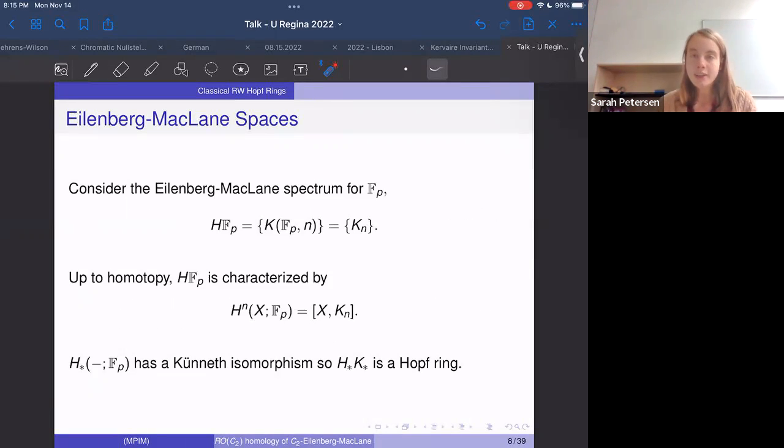So we can consider the Eilenberg-MacLane spectrum for F_p, and the spaces of the spectrum are Eilenberg-MacLane spaces. Up to homotopy, HF_p is characterized by the cohomology of a space X being equivalent to the homotopy classes of maps from X into K_n. So we have a star product on our spaces K_n. HF_p is a ring spectrum, so we also have a circle product, and ordinary homology with field coefficients has a Künneth isomorphism. For these reasons, the homology of all the Eilenberg-MacLane spaces forms a Hopf ring. So we have a lot of structure, but we'd really want to know which Hopf ring this is.